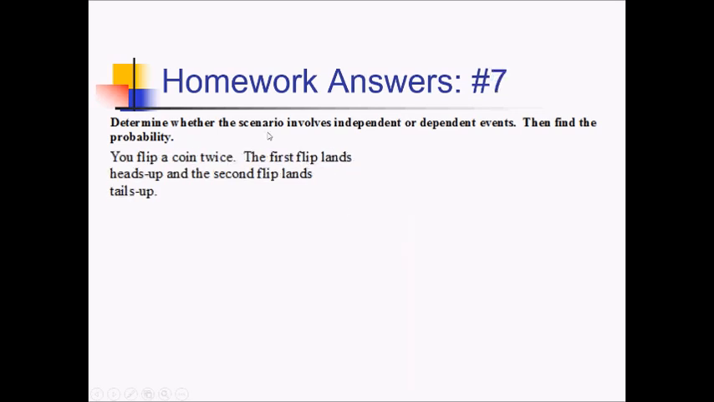On this problem, we're flipping a coin. We're talking about the probability of the first flip landing heads and the second tails. And in addition, we want to know if these are independent or dependent events. Well, let's deal with that part first.